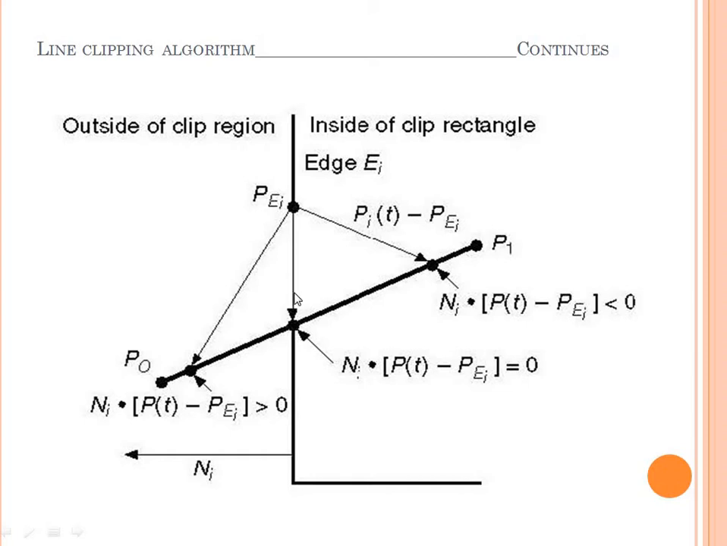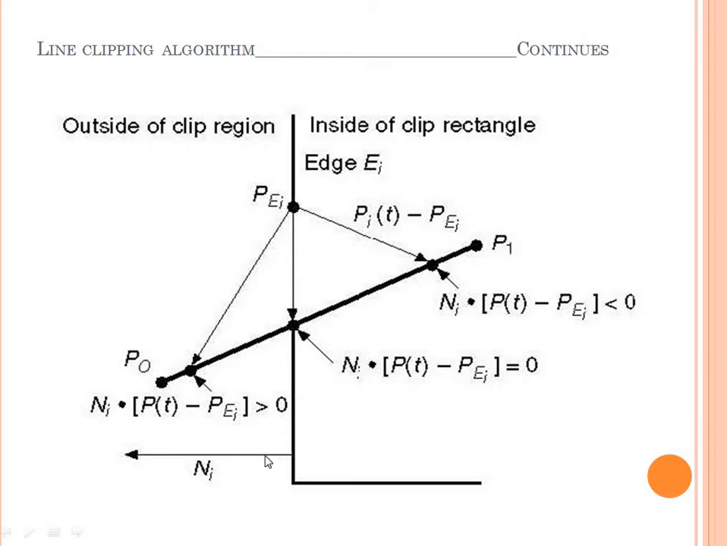For point B, theta is equal to 90 degrees. So the dot product is equal to 0. That means the point B lies on the boundary of the rectangular window. Here this is the point B, this is the normal, and this normal is perpendicular to our edge Ei.